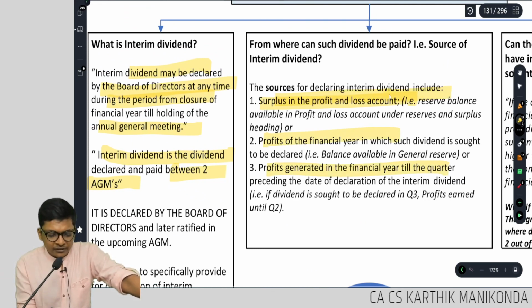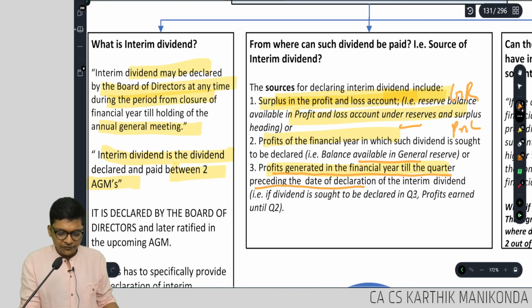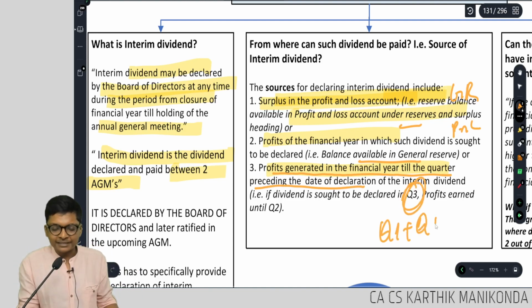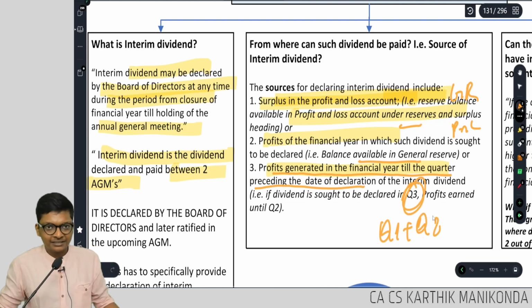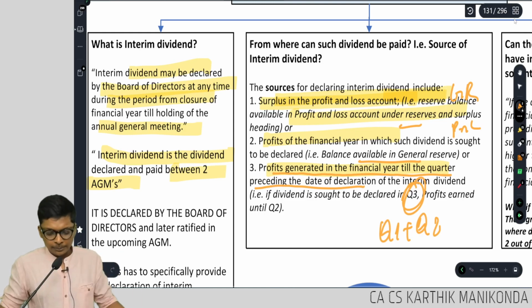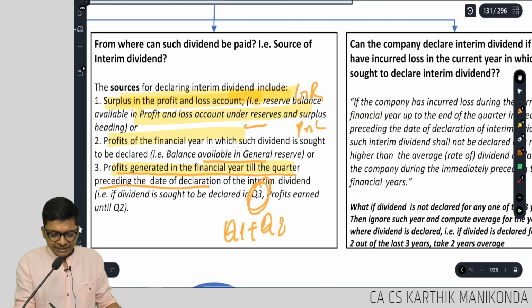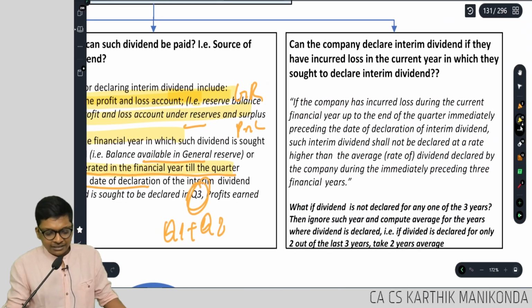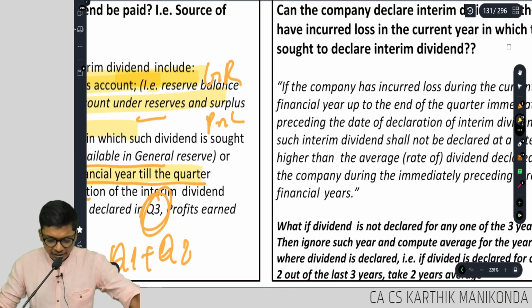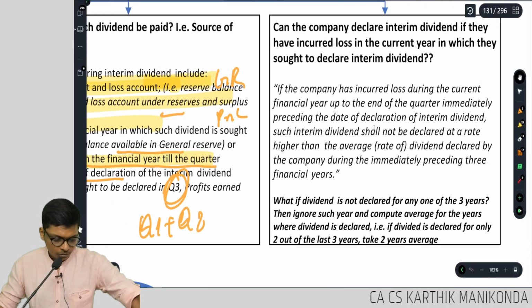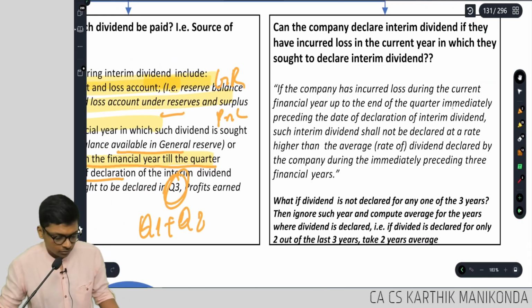See, this is current year profit, guys. Reserves. They are generally saying this is my general reserve, this is my P&L, and last one, profit generated in the financial year till the quarter ending. That means if you are declaring in Q2, Q1 plus Q2 is my source. Are you following, guys? That's it. No central government and state government. Current year or previous year. The only difference is this, guys. What we just discussed. Look at this. Look how beautifully it's worded over here. Visible for you guys?